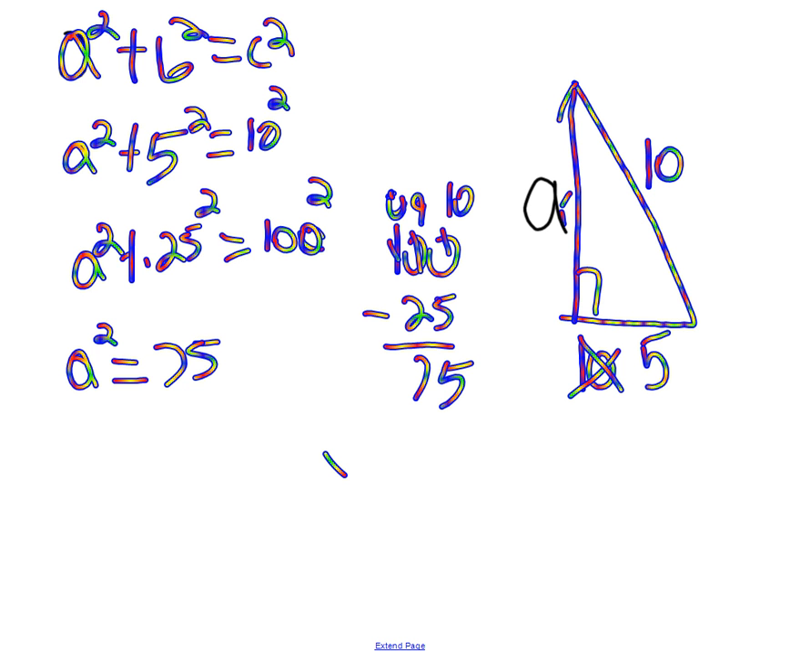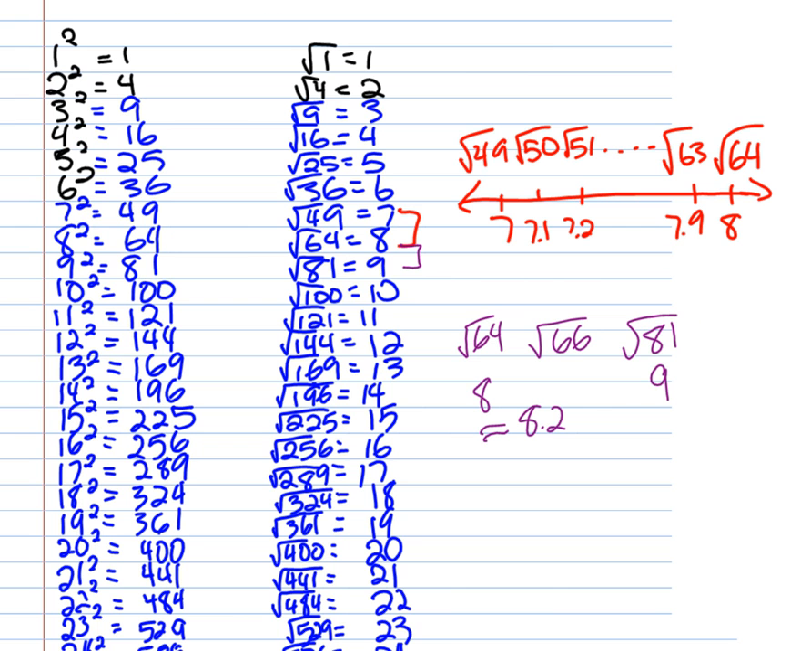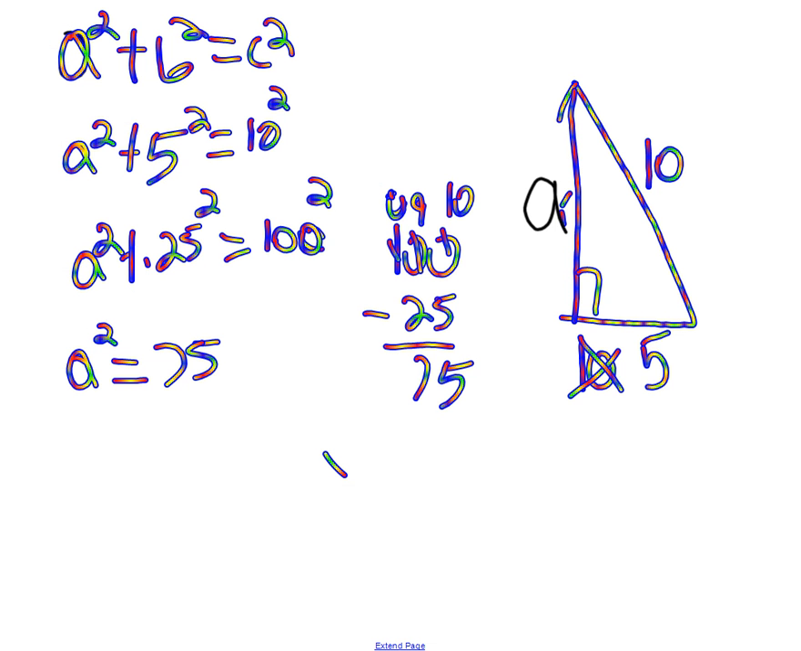Then you go to the chart. What number is it? 75. And it's closer to 9, so it'll be 8.6. So A equals 8.6.